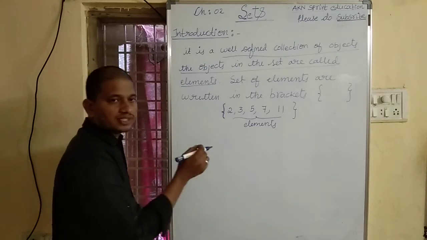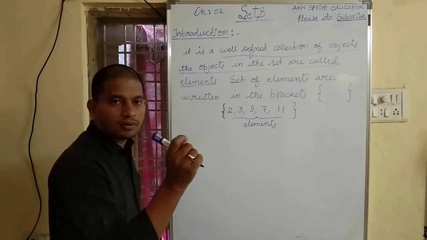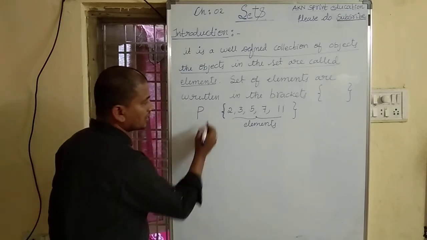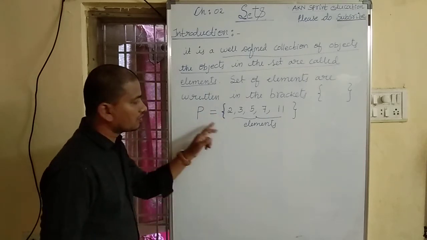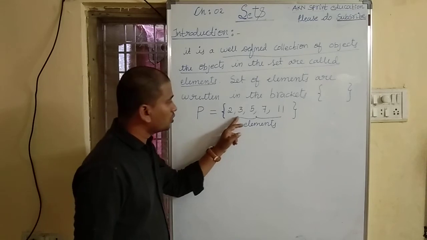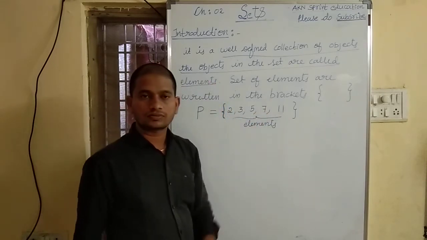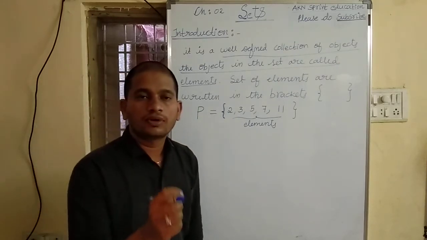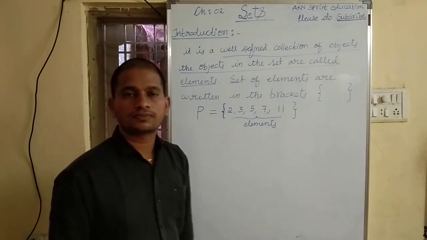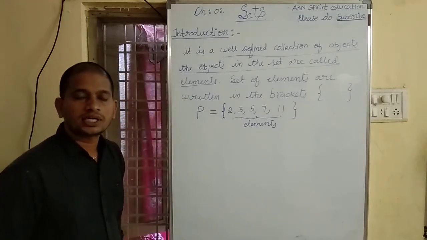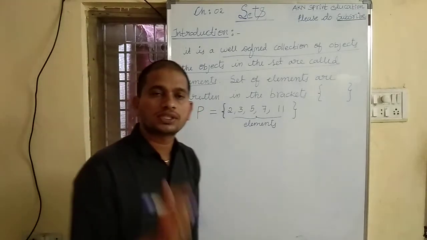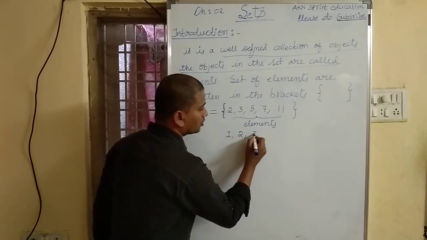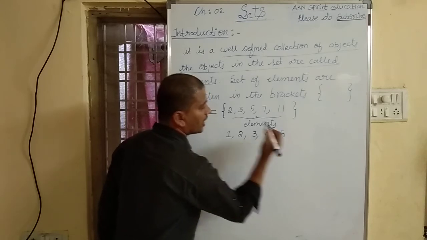Suppose our set is a set of first 5 prime numbers. Let me represent it with the letter P, that is P equal to set of 2, 3, 5, 7, 11. For example, one more set: first 5 positive integers. What are the first 5 positive integers? 1, 2, 3, 4, 5.